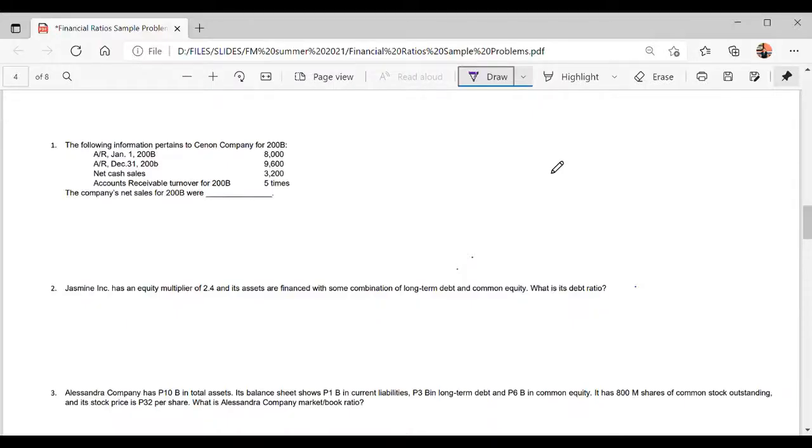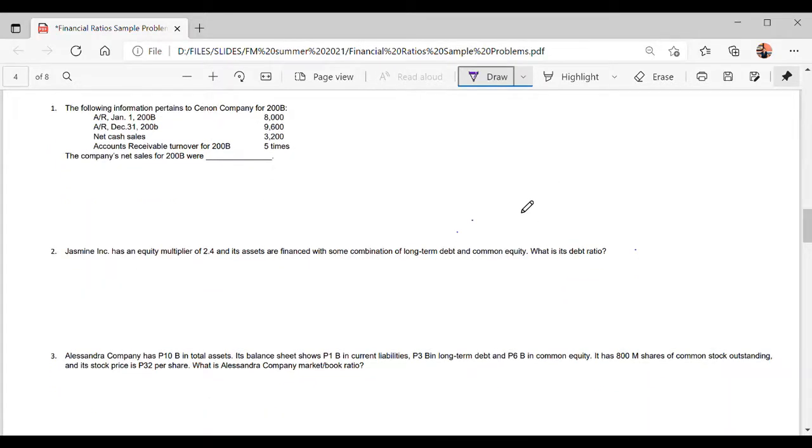Okay, so for today, we are going to answer additional exercises on short problems for financial ratio. So you may refer to your manual. So this is problem 6 on your manual. So before we proceed, what would be your answer for the first question here?